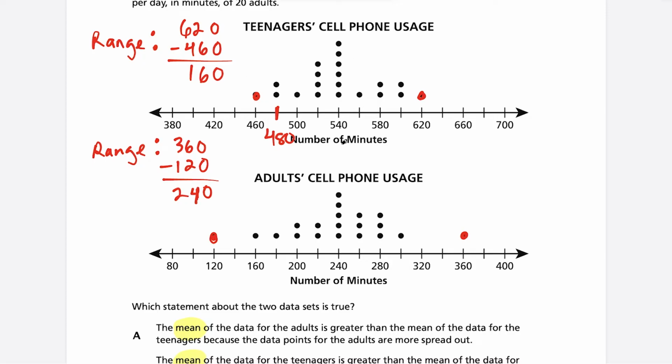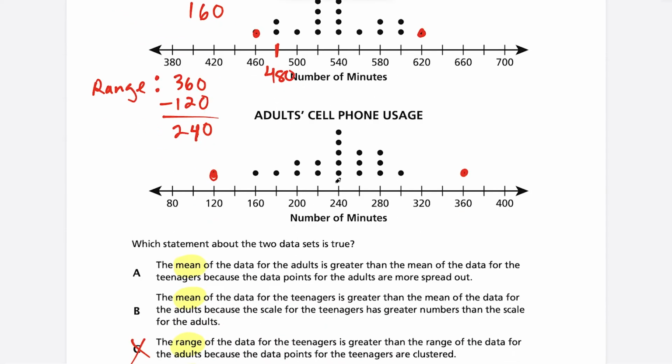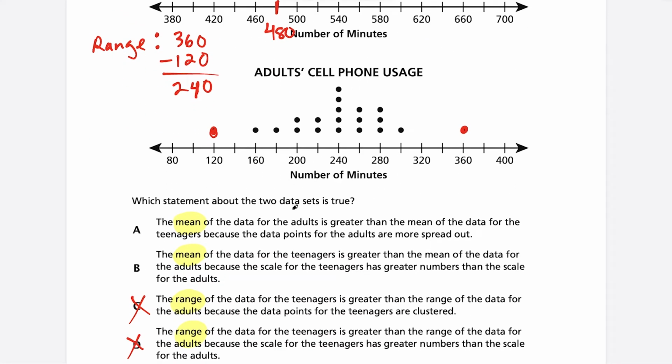So the range of scores here are spread out between greater numbers for the teenagers than they are for the adults. So right away, it's looking like the teenagers spend more time on their phones on average. So now we go to the answer choices, and let's see. The mean of the data for the adults is greater. This is right away not it. The mean is going to be greater for the teenagers.